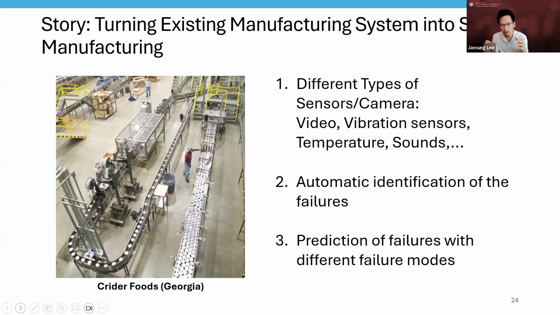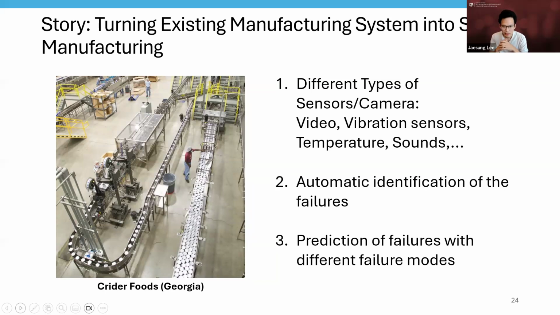So they wanted to turn the system into a smart manufacturing system. The first thing that we did was install sensors. We installed a lot of different types of sensors, including cameras, to collect videos.